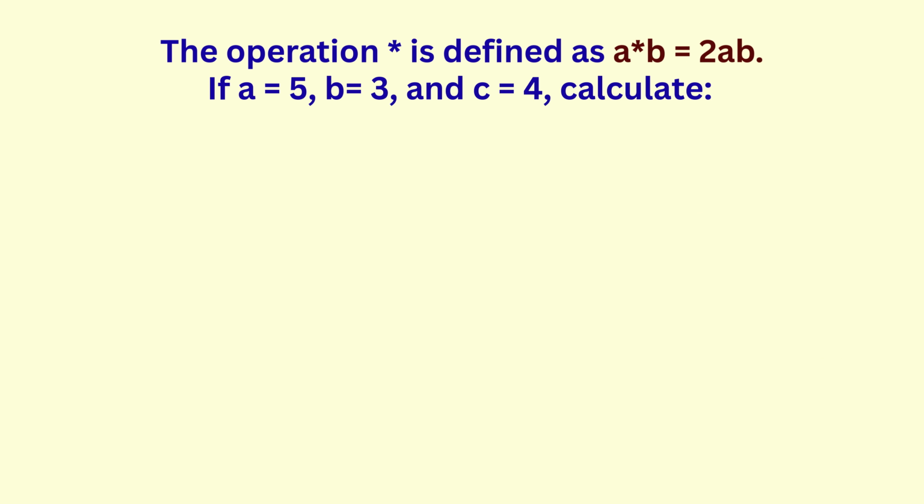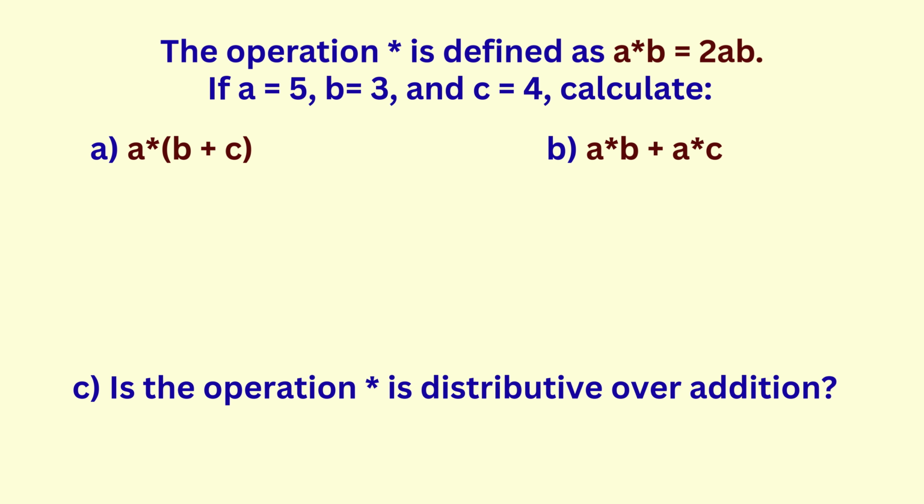Now let's look at a different binary operation. Suppose we define A star B equals 2AB. If A equals 5, B equals 3, and C equals 4, calculate A star (B plus C), and A star B plus A star C. Then determine if the operation star is distributive over addition.